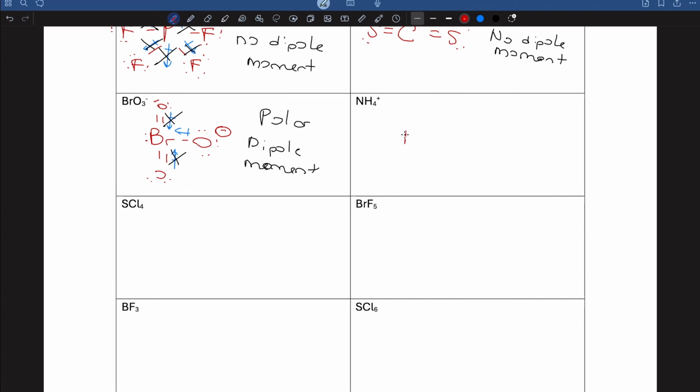NH4, ammonium, is going to look like this. We drew the structure in one of my earliest videos, actually, the structure based on formal charge. Nitrogen-hydrogen bonds are definitely polar. They're all going to point toward nitrogen. And notice that they all cancel out, right? The one left and right cancels each other out, and the one up and down cancel each other out. So this structure is overall polar. Oh, oops. This structure is overall nonpolar. So therefore it has no dipole moment.